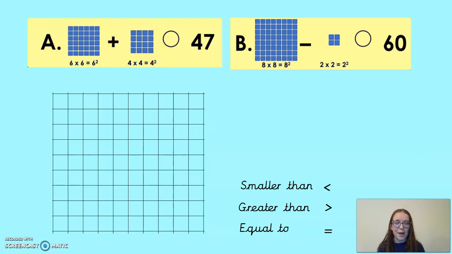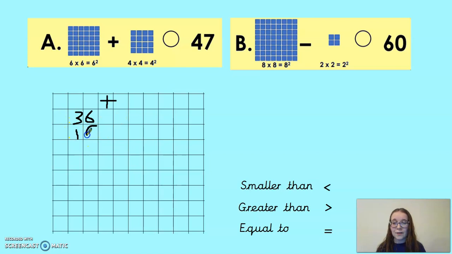So let me get my pen out, my trusty pen. 6 squared. Now I know this because I know my 6 times table. 6 times 6 is 36. So I'm going to pop 36 down here. And we are adding. I'm going to double check my calculation, making sure I'm using the right operation. So I'm going to pop an add in here. And then we've got 4 squared. 4 times 4, that's 16. So I'm going to add that together.